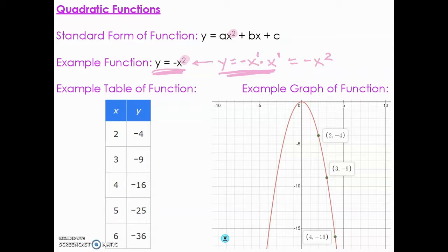In our table, again, tables are probably the trickiest. We look at our y values changing because the x values are going up by 1 each time. That's easy, that's not a change, but let's look at the y values going up or down. From negative 4 to negative 9, I have to subtract 5. What about my negative 9 to negative 16? Well, I have to subtract 7. What about to get from negative 16 to negative 25? I have to subtract 9. And to get from negative 25 to negative 36, I subtract 11.